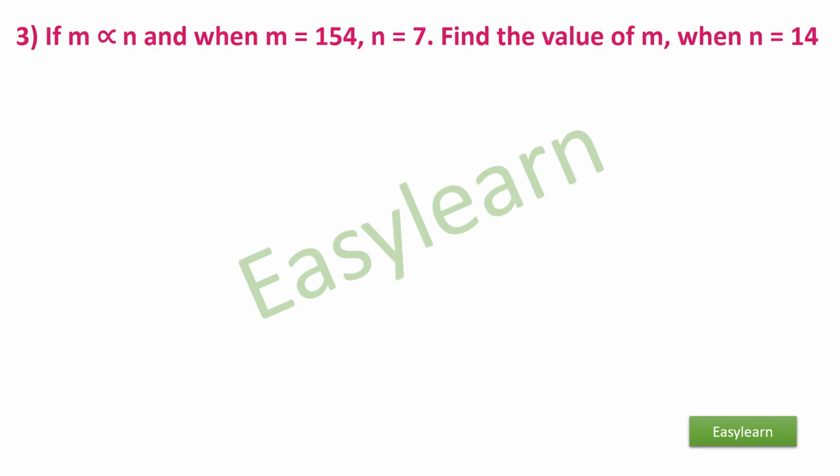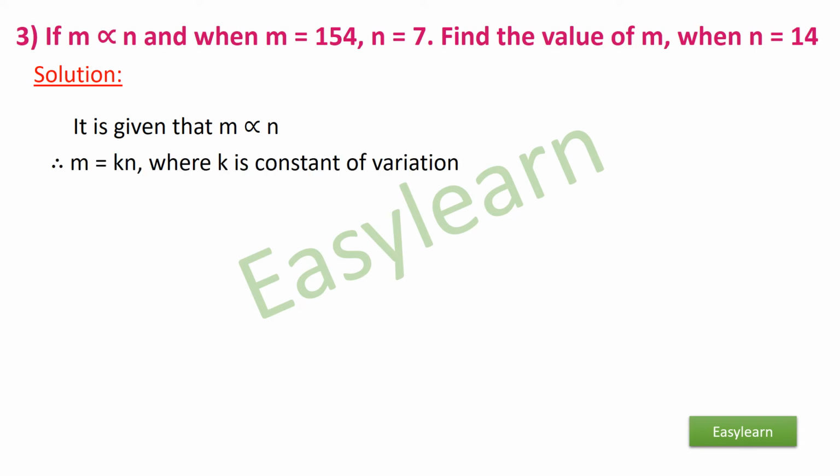Third question. If m is directly proportional to n, and when m is equal to 154 and n is equal to 7, this is the first part of the question. The second part is, find the value of m when n is equal to 14. First, it is already given that they are in direct proportion. Therefore, m is directly proportional to n. Therefore, m is equal to kn, where k is the constant of variation.